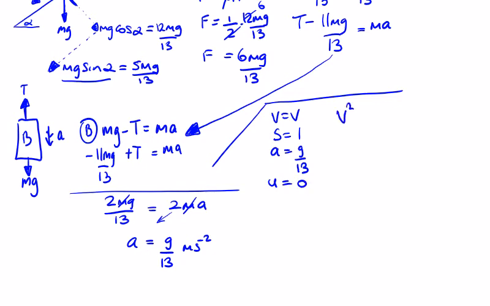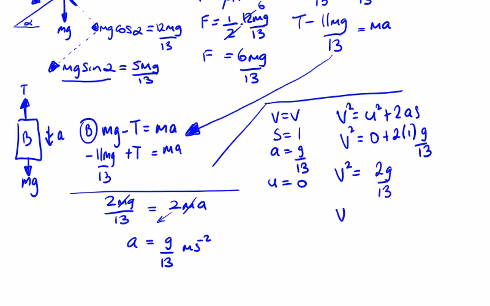So this is going to give you the equation v squared is equal to u squared plus 2as. So v squared, what we're looking for, is equal to 0 plus twice the distance by the acceleration. So v squared is equal to 2g over 13. So v is equal to the square root of that. So just type that into your calculator with g being 9.8, and we will get v is equal to 1.2278, so 1.228 m s to the minus 1.